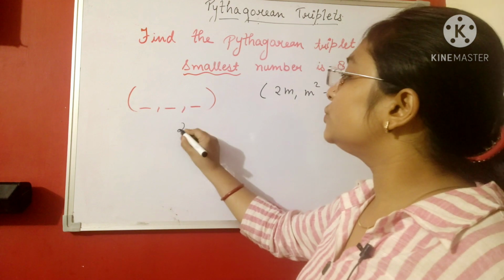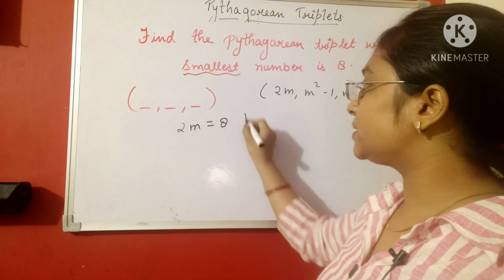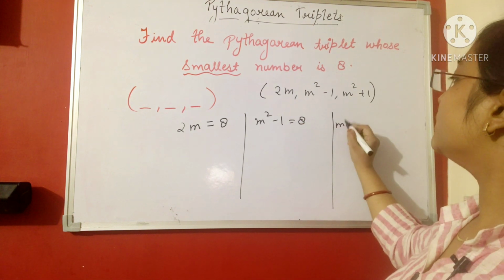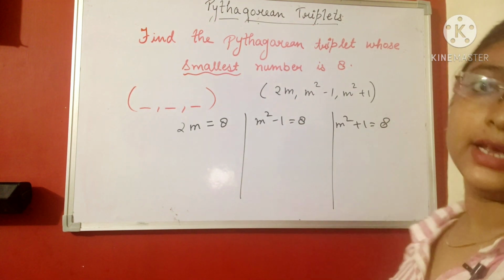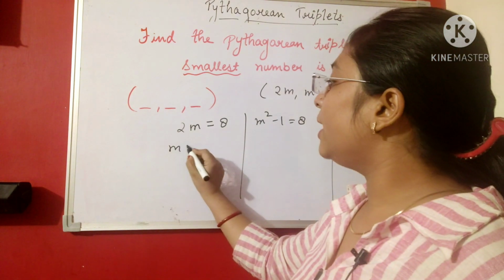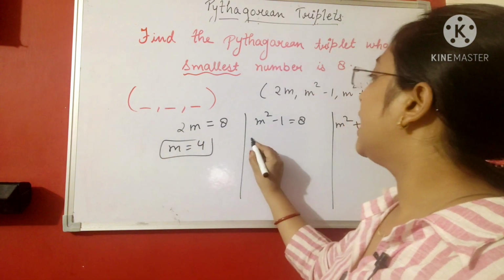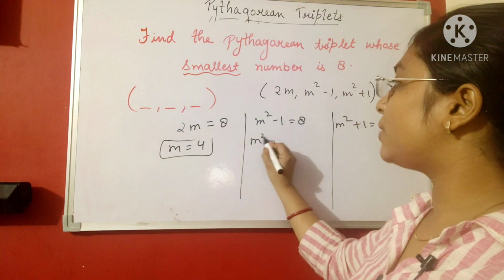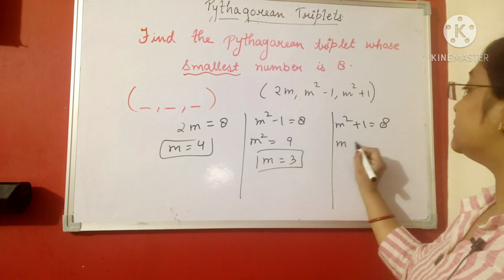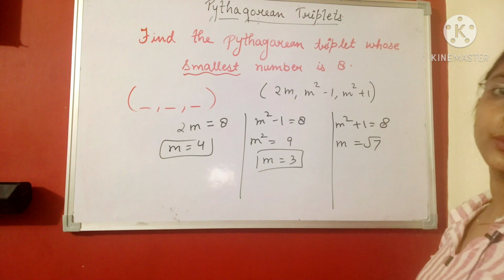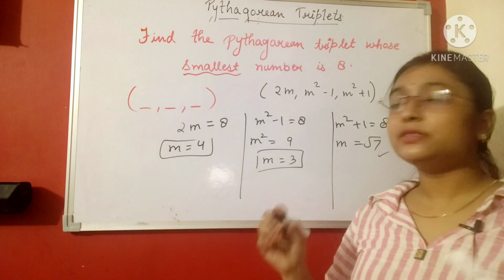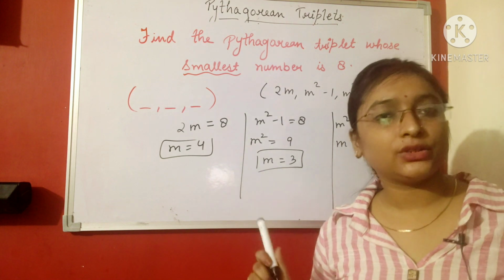Let's start. So 2m is equal to 8, m square minus 1 is equal to 8, and m square plus 1 is equal to 8. Please find out the value of m in all the cases, right? m is equal to 4 from here. Then m square will be 9, so m is equal to 3 from here. And m is equal to root 7 from here. I told you that root 7 cannot be there because the condition is that m should be a natural number.